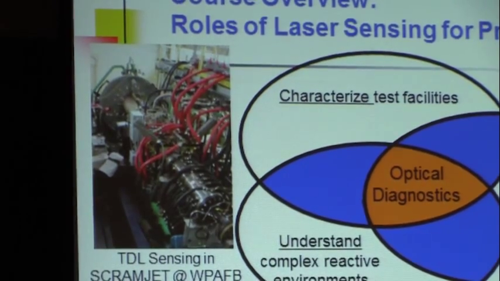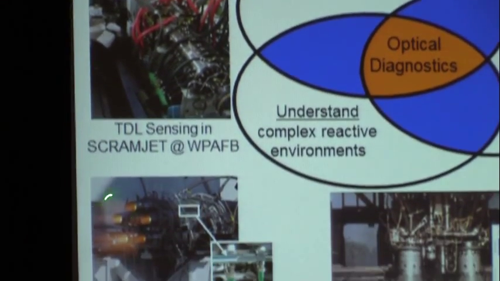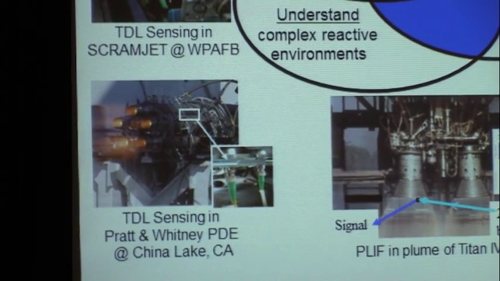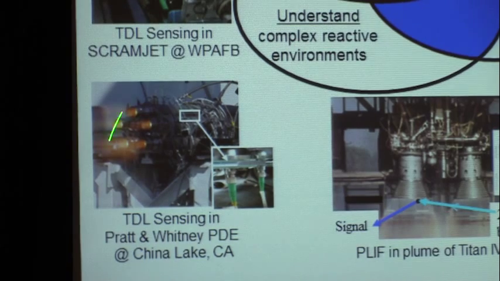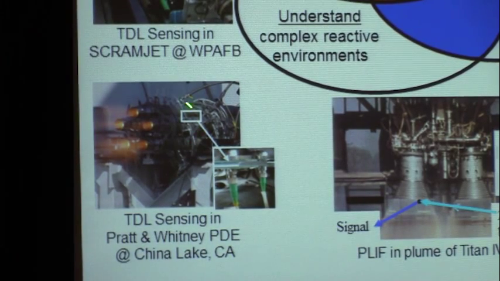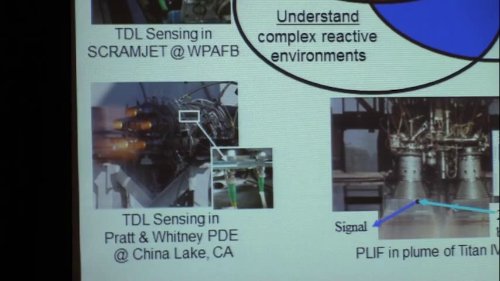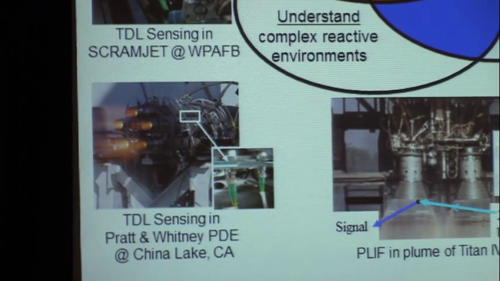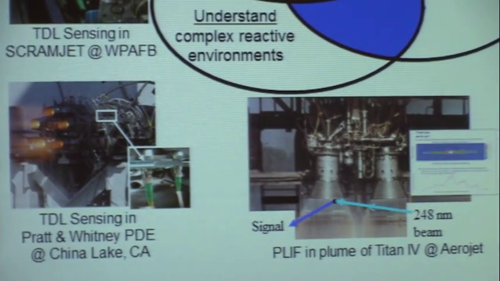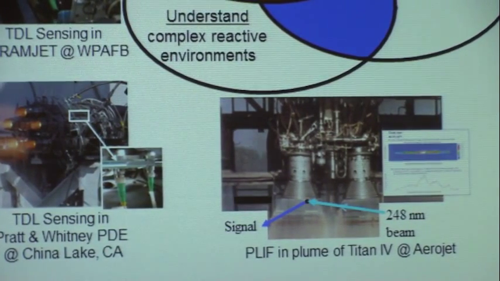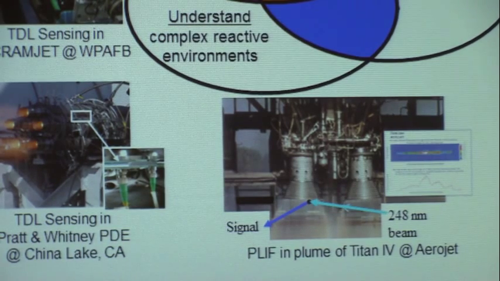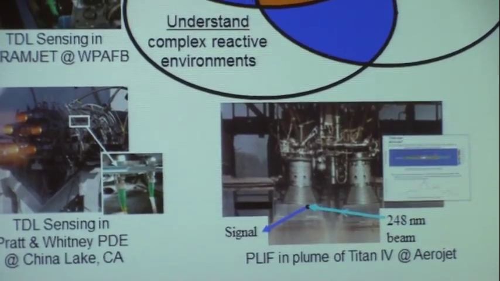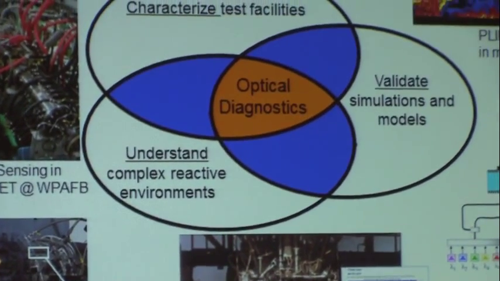Other times we're looking at reactive environments such as this pulse detonation engine, where we're not even quite sure what the chemical processes are. That's an example of something that was done in the desert of Southern California at the Navy's test center. I had one student who tried to apply this method at the exit plume of a Titan IV rocket at Aerojet in California. So these are basically characterizing facilities, or even just trying to achieve some understanding of what these flow fields are like.